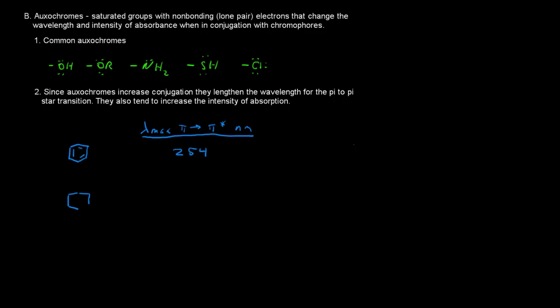And the lone pair electrons on the OH group, of course, are in conjugation with the pi electron system of benzene. So that lengthens the conjugation. We can just draw one of those resonance forms. There are several others. And so the lambda max for phenol is 270 nanometers. That, of course, has been extended by the extension of the conjugated pi electron system.